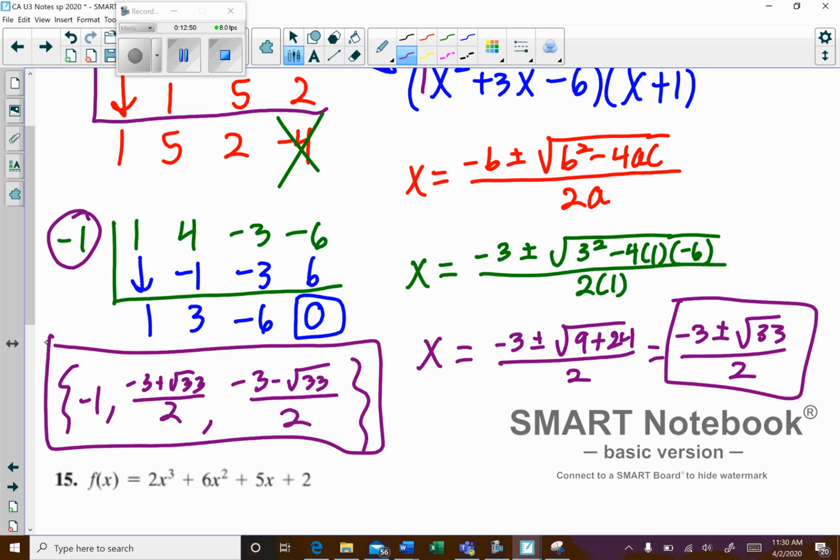All right, I'm going to skip this next one. It should be pretty similar to the one we just did. Very, very similar. You've got to do the quadratic formula and stuff. I'm just going to go ahead and skip to my last example.